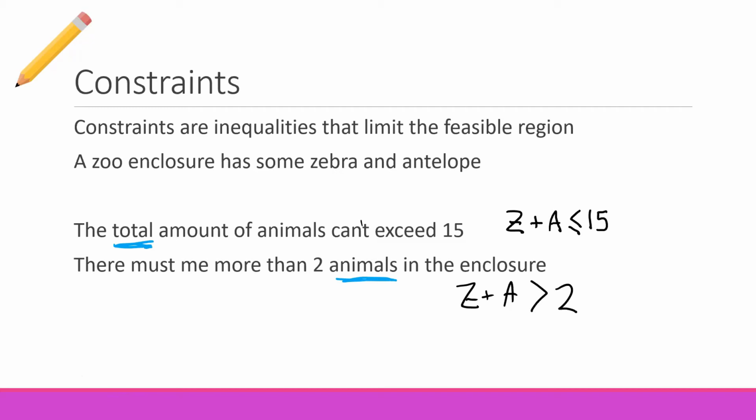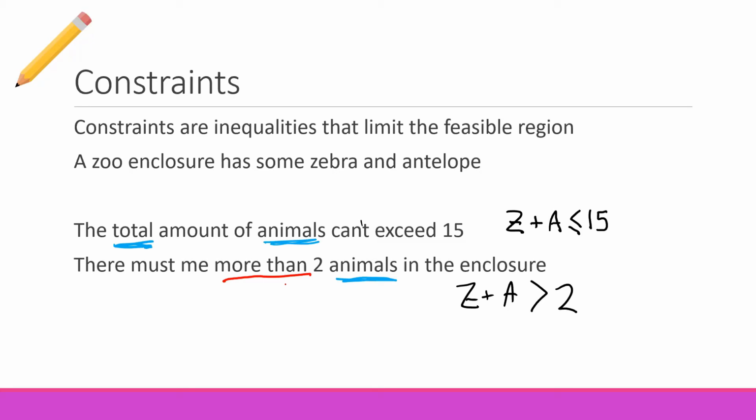And one of the other interesting ideas here is we've got this term here, more. So rather than saying more than or equal to, we've just said more. So that means you can't actually have 2 animals in the enclosure. You have to have more than 2. So that means you could have 3 or 4 or 5 animals. You can have 6, 7, 8, 9, 10, 11, 12, 13, 14, 15 animals. You can't have more, so that means there's a limit. So that means we can have between 3 and 15 animals in the enclosure.